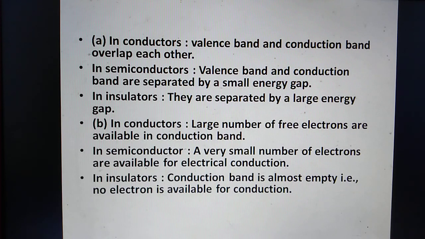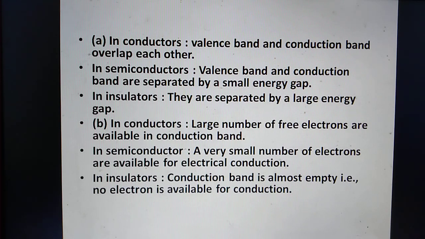A. In conductors, valence band and conduction band overlap each other. In semiconductors, valence band and conduction band are separated by a small energy gap. In insulators, they are separated by a large energy gap.